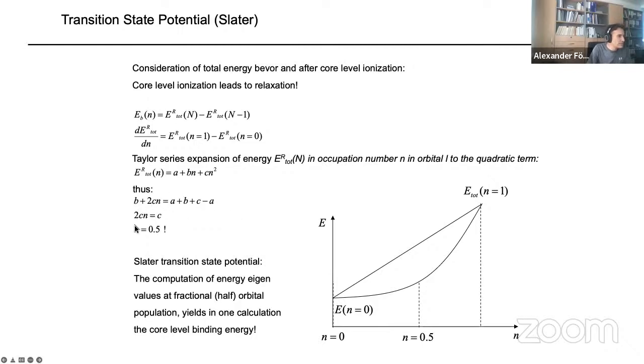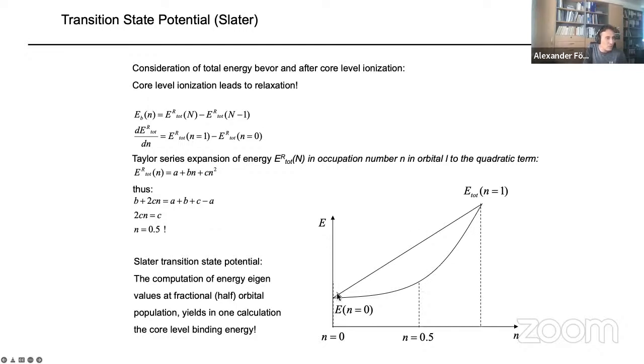This term we can easily solve, and out of it comes, well, that's just a fractional occupation of having half an electron in the core level. So interestingly enough, if you do a simple orbital-based calculation and you force the orbital to be half occupied, it gives you beautifully the energy of the core binding energy, which you measure in X-ray spectroscopy.